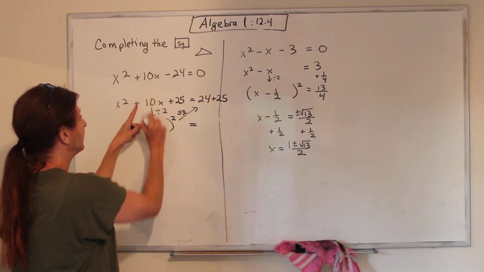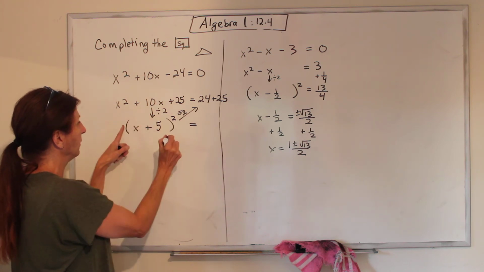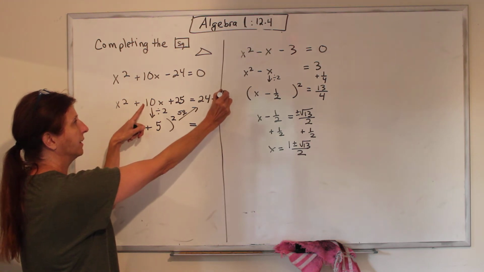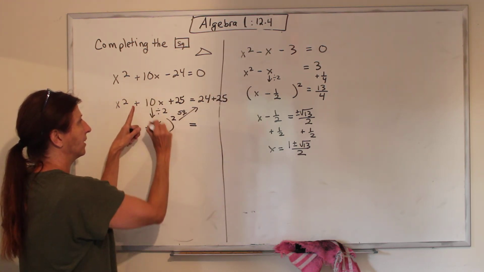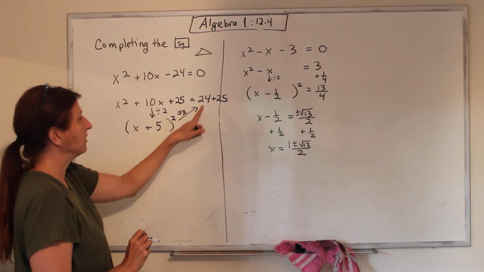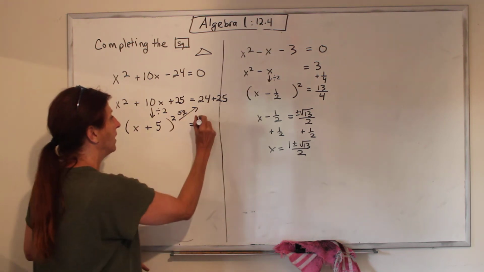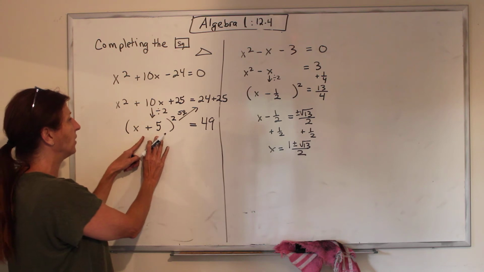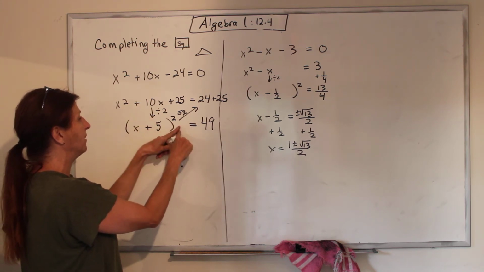Alright, see, so you first write your parentheses, second write your x, third cut this in half, then square it and write it over here. And there's our triangle right there. Okay, so now we do this. 24 plus 25 is 49. And now we're just solving for x. Y is x down low, it's got plus 5 squared.